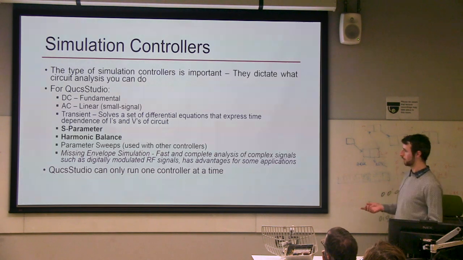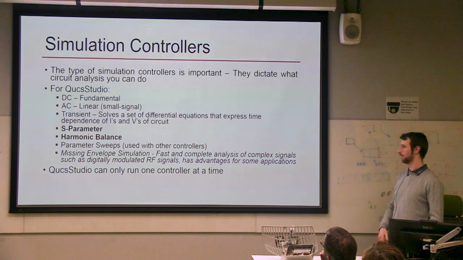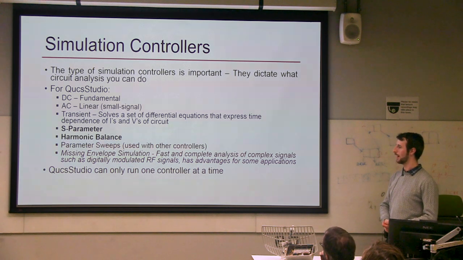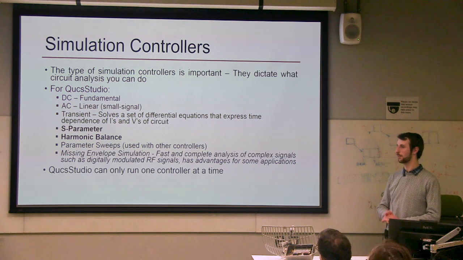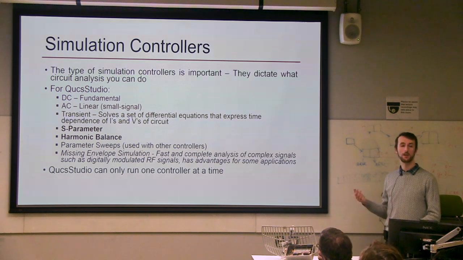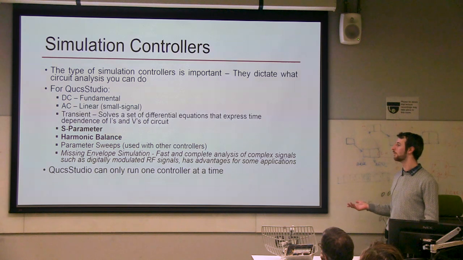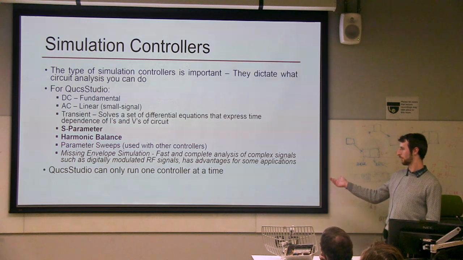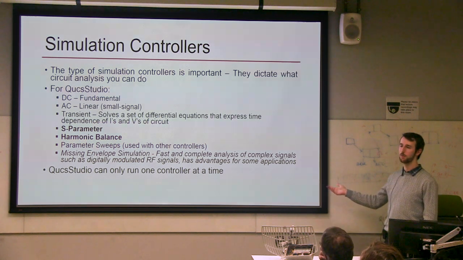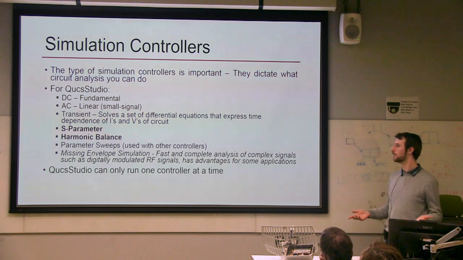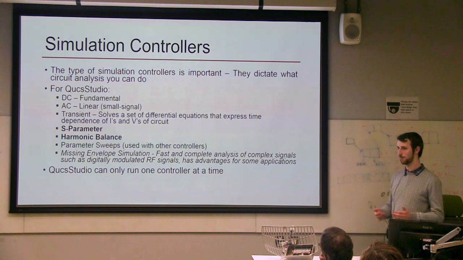So, Quirk Studio, it has the following simulation. It doesn't have some of the simulations, like an envelope simulation, which ADS has. So that's more efficient for certain signals where harmonic balance would take a lot of time. So that's something that potentially is missing.